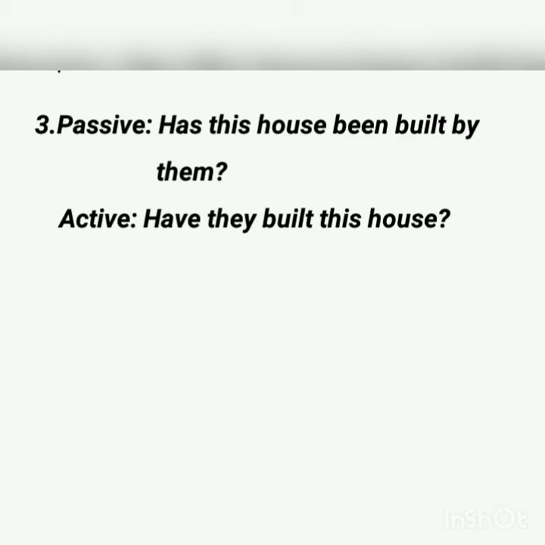Let's go to the next. Number 3, passive: Has this house been built by them? This is question form and will change again into question form in the active voice. The object here is them. The subjective form is they. Since they is a plural person, we have to use have. Let us change into active. Since we are going to change into question form again, we have to start with have. Take down they built this house. Have they built this house?